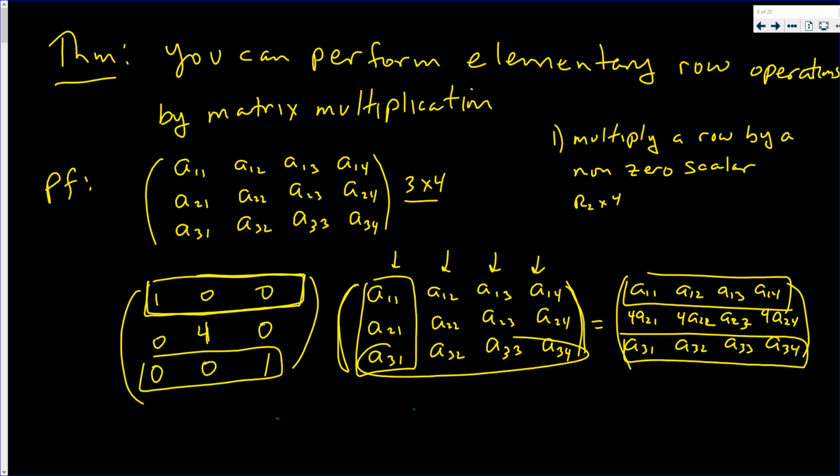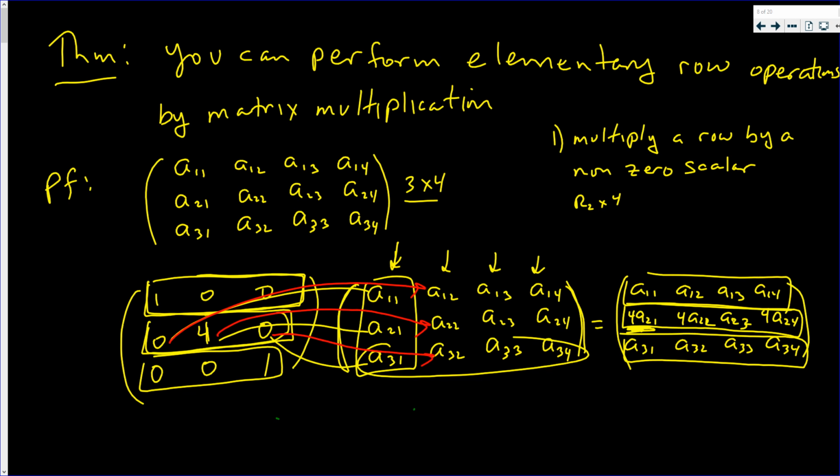But you know what? When you multiply the second row, which I'm going to put its answer in the second row, when you multiply the second row by each of these columns, 0 times A11 is 0, 0 times A31 is 0, but 4 times A21 is 4 times A21. And then when you multiply 0 by the second column, 4 by the second column's second entry, and 0 by the third, all you're going to end up with is 4 times A22. Just what we wanted.